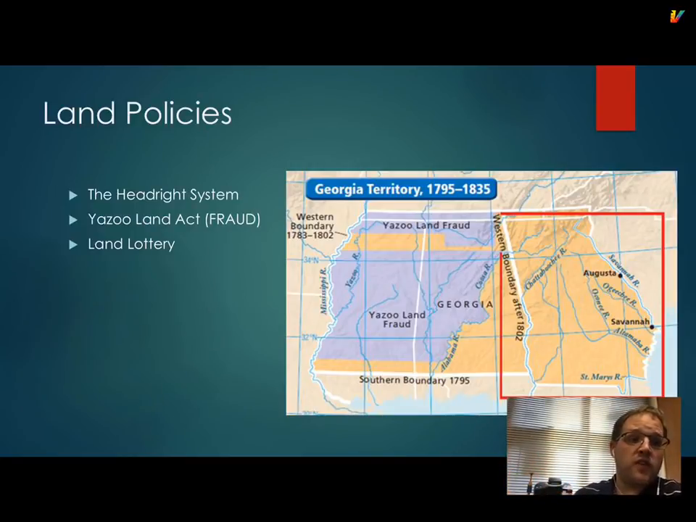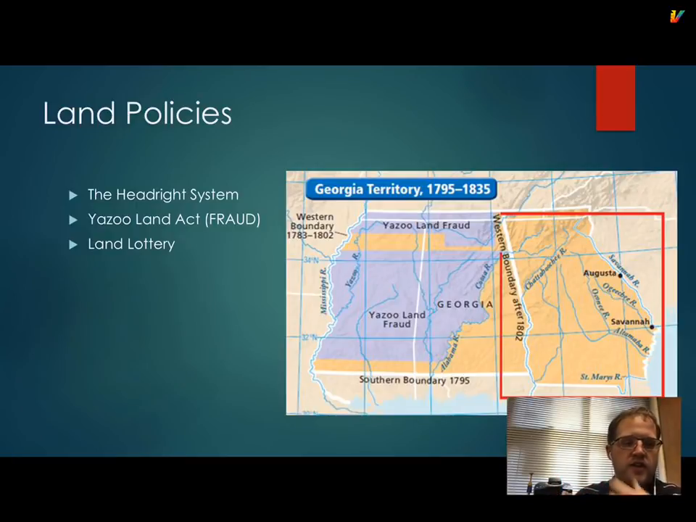So they got angry and they sued the state of Georgia. And when they sued the state of Georgia, Georgia couldn't pay all of those lawsuits. It was over $3 million. And so the federal government comes in and pays off those lawsuits, but in return, Georgia had to agree to sell all of their land west of the Chattahoochee River to the federal government, which is what becomes Alabama and Mississippi, because remember the original boundary was up to the Mississippi River, okay?